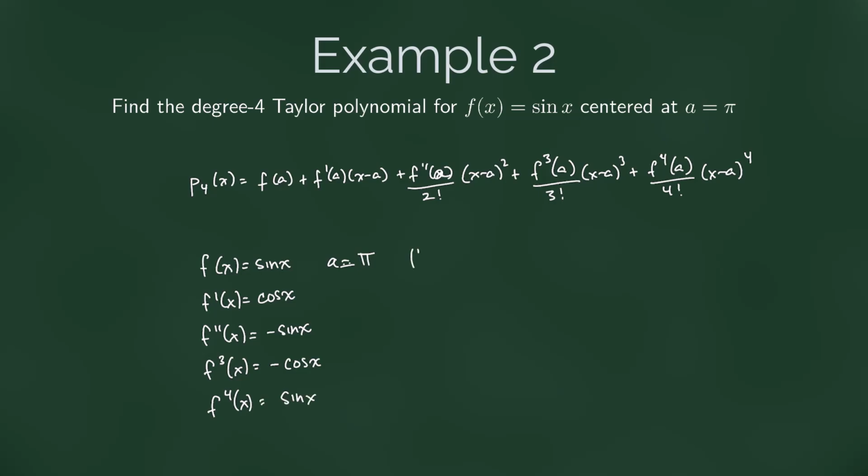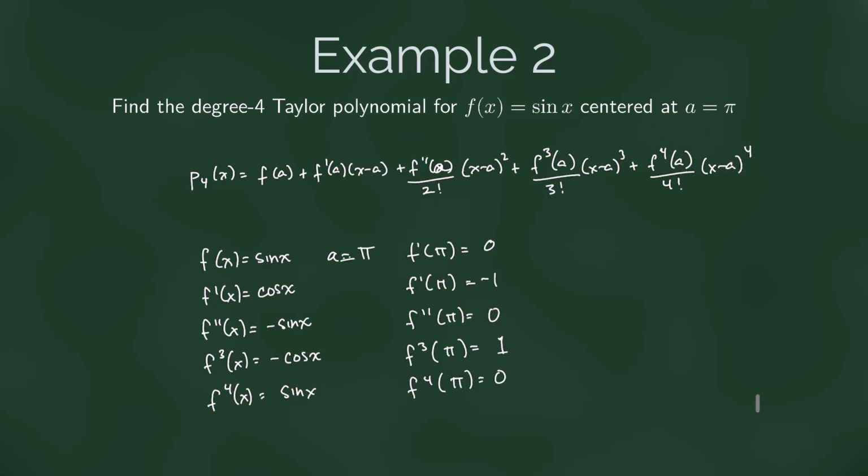So f of pi is the sine of pi, which is 0. F prime of pi is the cosine of pi, which is negative 1. F double prime of pi is the negative sine of pi, but that's still 0. The third derivative evaluated at pi is negative cosine of pi, that's positive 1. And then the fourth derivative at pi is back to 0.